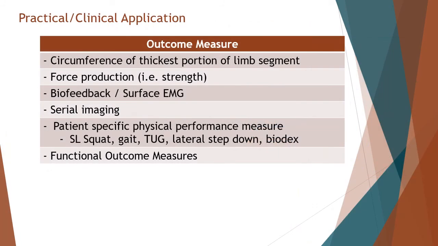Okay, and here are the recommended outcome measures that you can take: circumference, thickness of the limb segment, the force production, using biofeedback and/or surface EMG to determine the change in the activation of the muscle, if it was undergoing arthrogenic or neurologic inhibition. Serial imaging can be done where you're looking at x-rays for bone remodeling, or you're looking at MRI for muscle adaptations. Patient-specific functional performance measures, be it a single leg squat, gait, TUG, lateral step down, depending on the appropriateness of the patient, and then obviously their functional outcome measures.